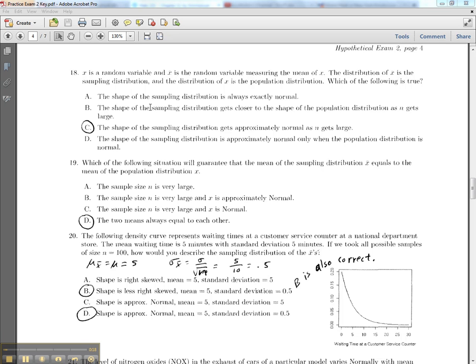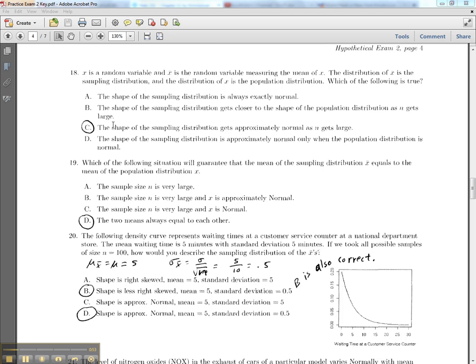So this is sort of a central limit theorem question, because it says in A, the shape of the sampling distribution is always exactly normal, and that's not true. Sampling distributions can look right skewed or left skewed if the sample size is small. And it says in B, the shape of the sampling distribution gets closer to the shape of the population distribution as n gets large. That's kind of tricky, because that might be true, but that's not exactly the definition of the central limit theorem.